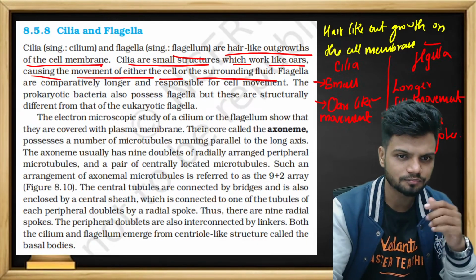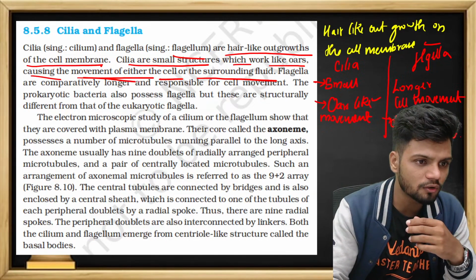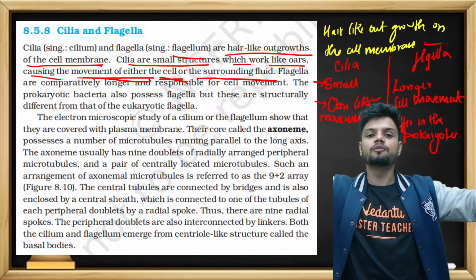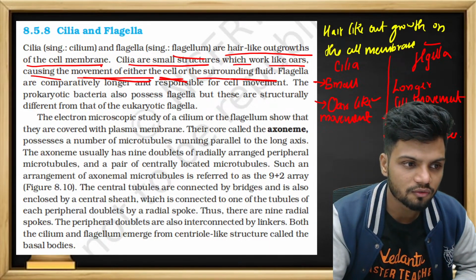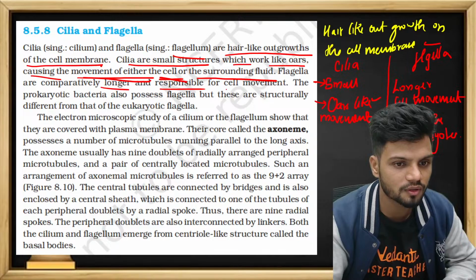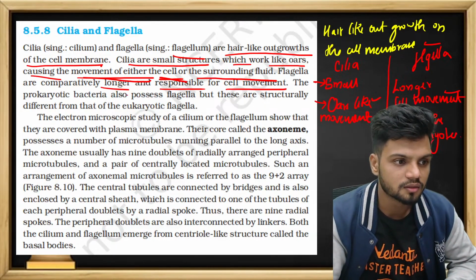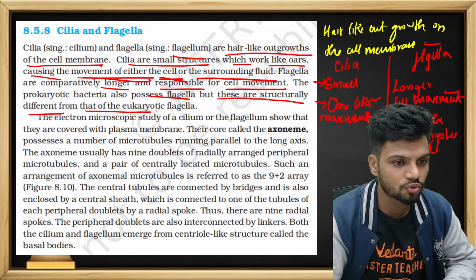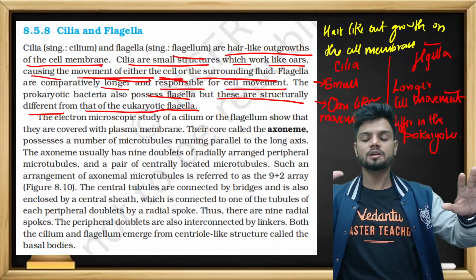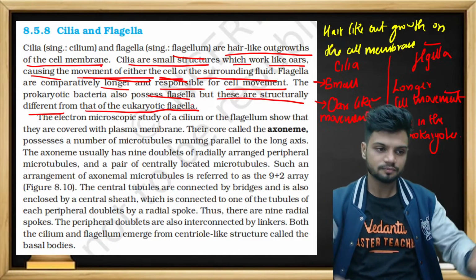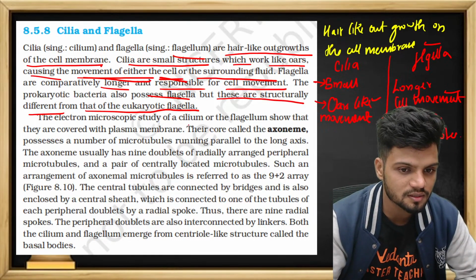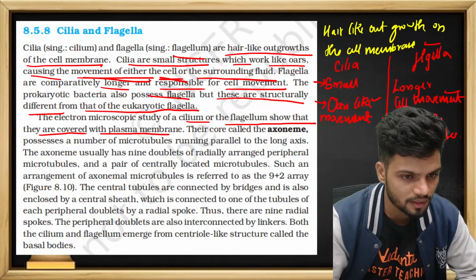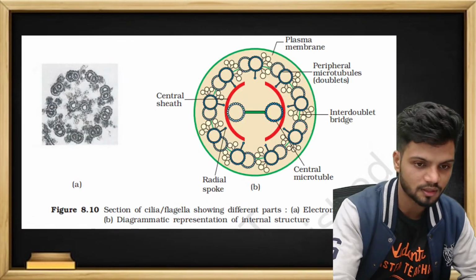So it's given here. It works like an oar, causing the movement of either the cell or the surrounding fluid. Either the boat will go forward, or the cell will go forward, and the surrounding fluid will go back. Flagella are comparatively longer and responsible for the cell movement. The prokaryotic cells also possess flagella, but these are structurally different from those of the eukaryotic flagella. So prokaryotic flagella and eukaryotic flagella are very different. The electron microscope study of cilia and flagella shows that they are covered with a plasma membrane. Their core is called the axoneme. Understand?